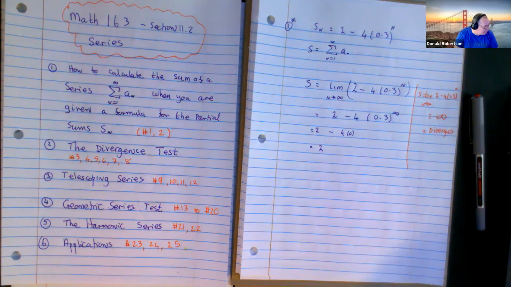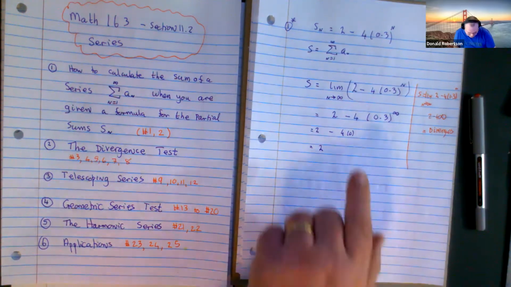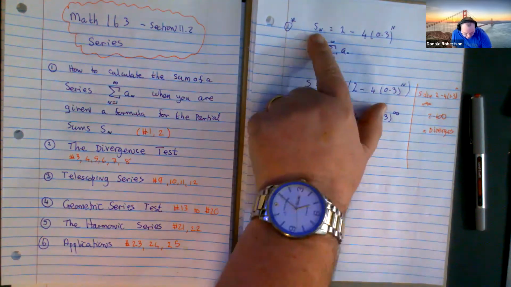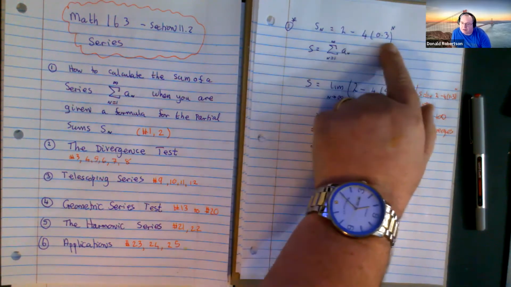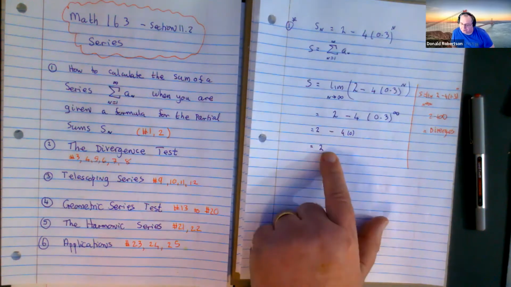Are we comfortable with how you could find what a series converges to if I just tell you the formula for its partial sums? Essentially, all you do is find the limit of that. If it's a number, that's what its sum is, that's what it converges to.